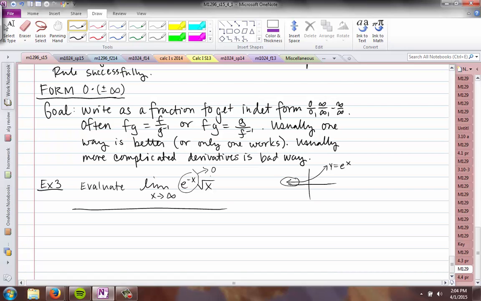And then the limit as x goes to infinity of the square root of x goes to infinity, looking at the end behavior of its graph. The reason I looked at e to the x is that it's easier to graph and then use that to determine what e to the negative infinity is doing. So what we have here is 0 times infinity, which is an indeterminate form.